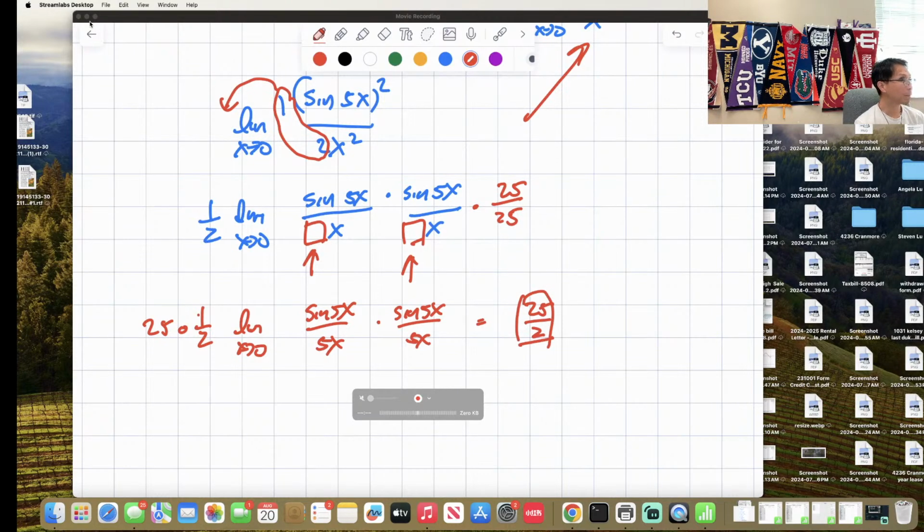Oh, I have 2 lines. I lost the stream. The 25 confused me. You have to split the 25 into 5 times 5, because it's technically supposed to be sine squared. Oh, okay. It's a little weird.